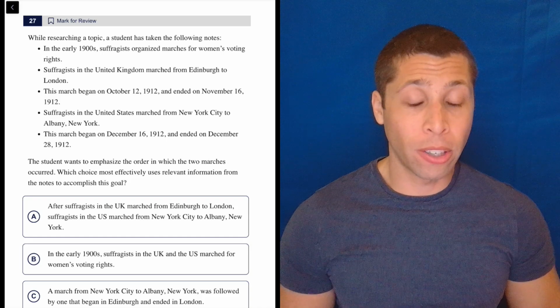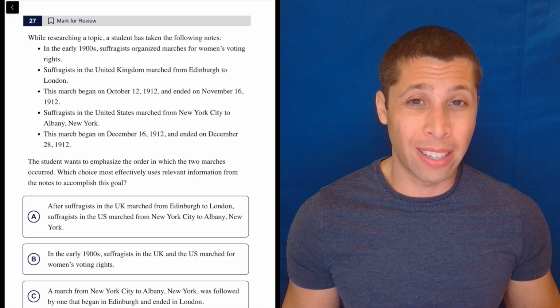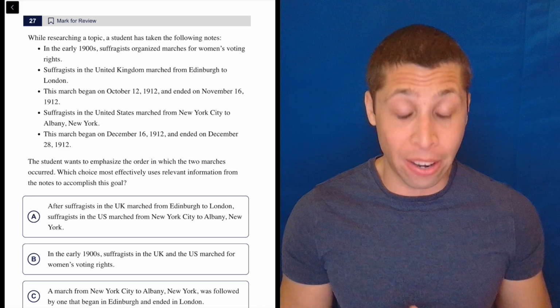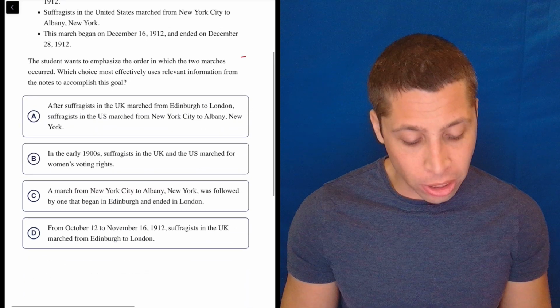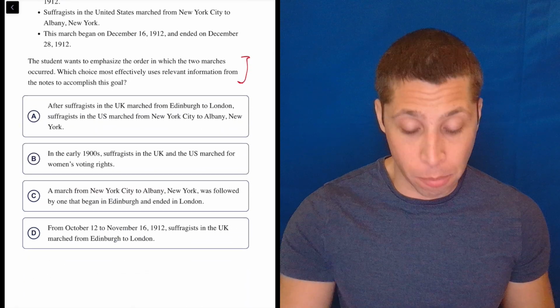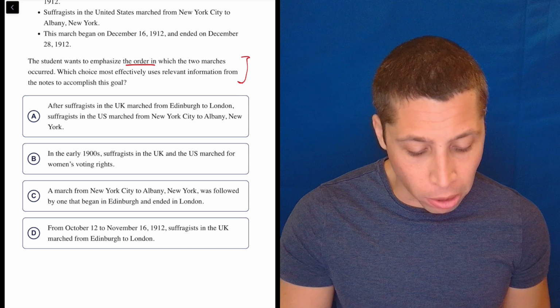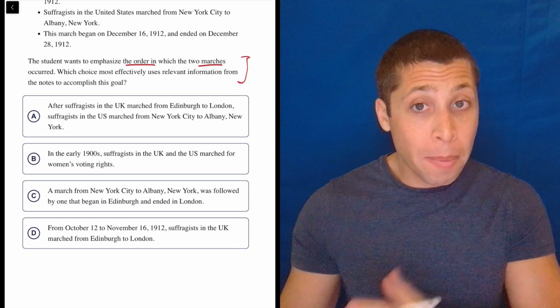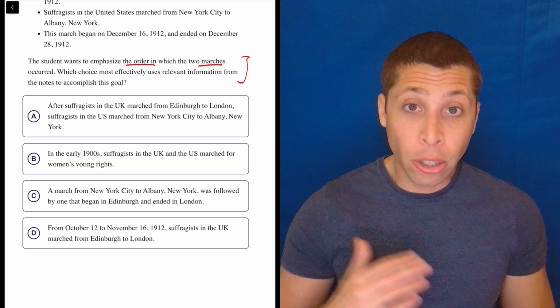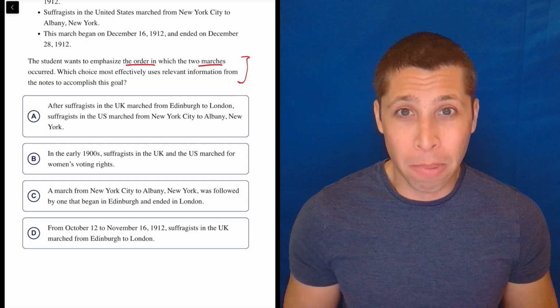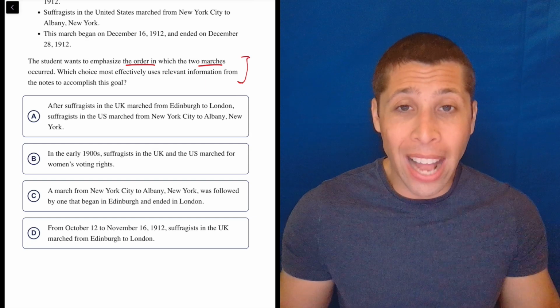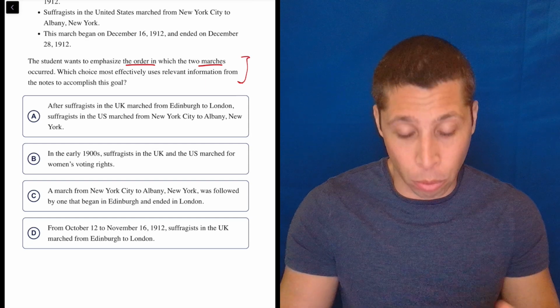Remember, for the outline questions, you should not be looking at the bullet points unless you absolutely have to at the end. Start by going to the question and thinking about what they want from you, right? They're going to give you a task. The student wants to emphasize the order in which the two marches occurred. Okay, so if they don't talk about the order, I don't care. Now, I could go to the bullet points and figure out what the order is, but again, we'll do that if we need to. Let's just see if any of them even talk about the order first.